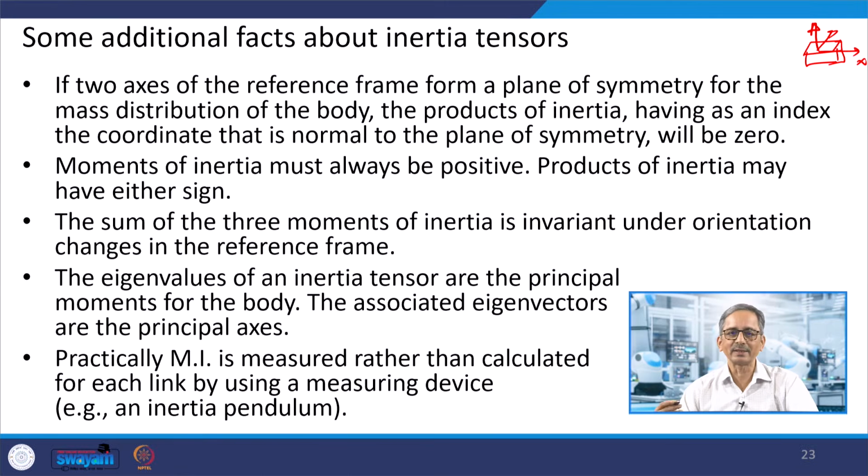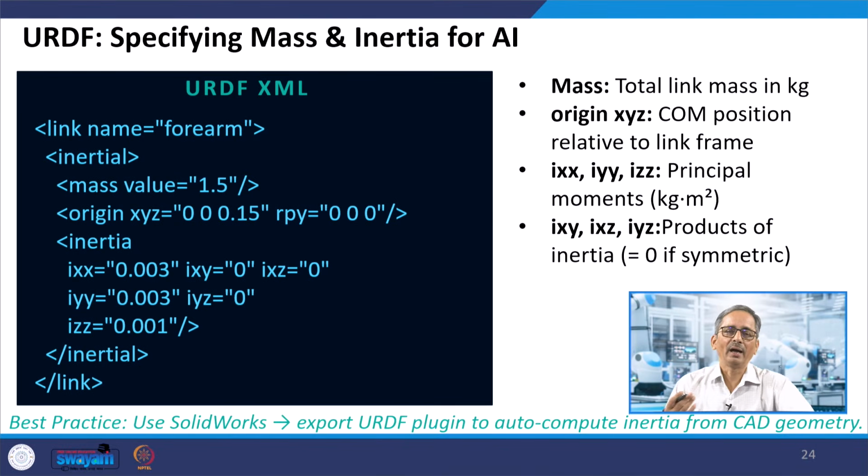We have seen so much calculation about moment of inertia, but if you look at the links of a robot arm, they are not of uniform shape. Okay? So, the best way to obtain the moment of inertia of those is evaluating it experimentally, say with the help of an inertia pendulum. And this is how we can specify the mass and inertia for AI, okay, in the URDF format, the one which you use for the simulation in ROS.